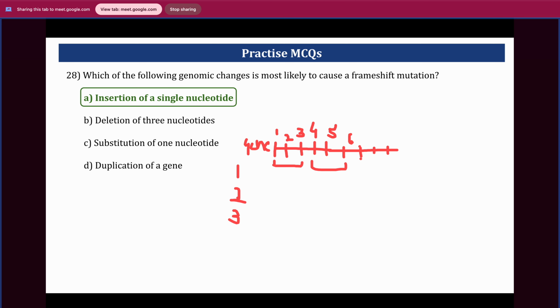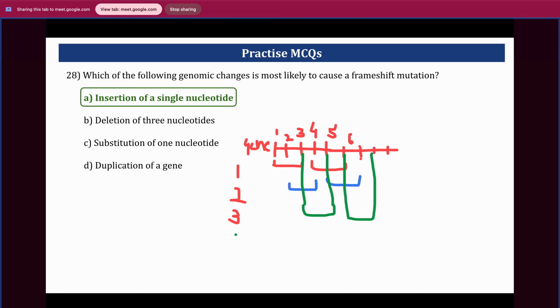Now, in case of second reading frame, let me change the color. So now it will start from here. Now these 2, 3, 4 nucleotides will make my first amino acid. 5, 6, 7 will make my second amino acid. Similarly, in case of third reading frame, it will start from the third position. So 3, 4, 5 will make my first amino acid, and then 6, 7, 8 will make my second amino acid.